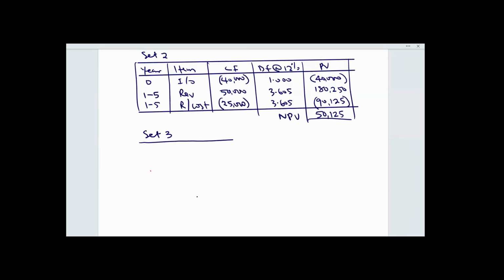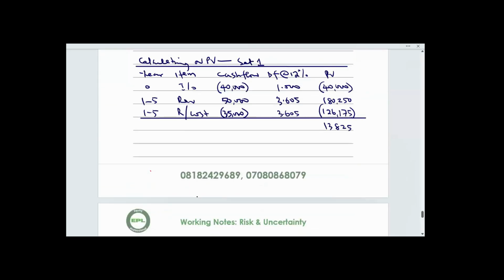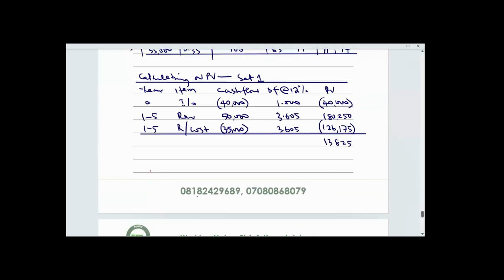Sir, the NPV for set 1 is 14,075. Okay. Let me see. Is it 180 or 190,250? 180,250 minus 40,000 minus 126,175 is 14,075. Oh, correct. It's true.